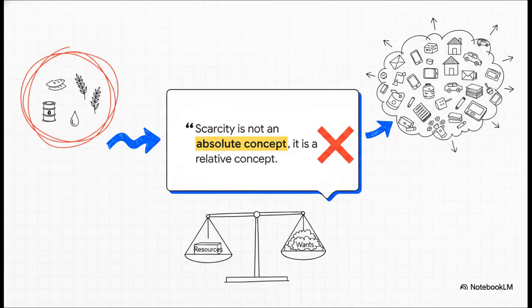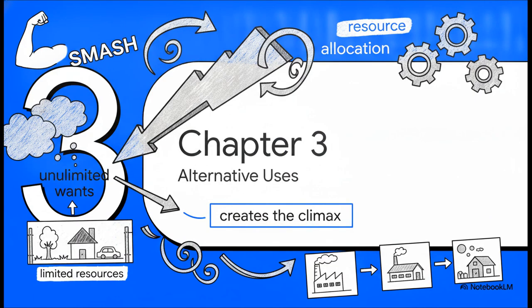And that brings us to the law of scarcity. Goods are scarce simply because there aren't enough resources to produce everything we want. But here's a neat caveat. Scarcity isn't an absolute concept. It's actually a relative one. A resource might be incredibly abundant in nature, but if human demand for it is even larger, well, suddenly that resource becomes economically scarce.